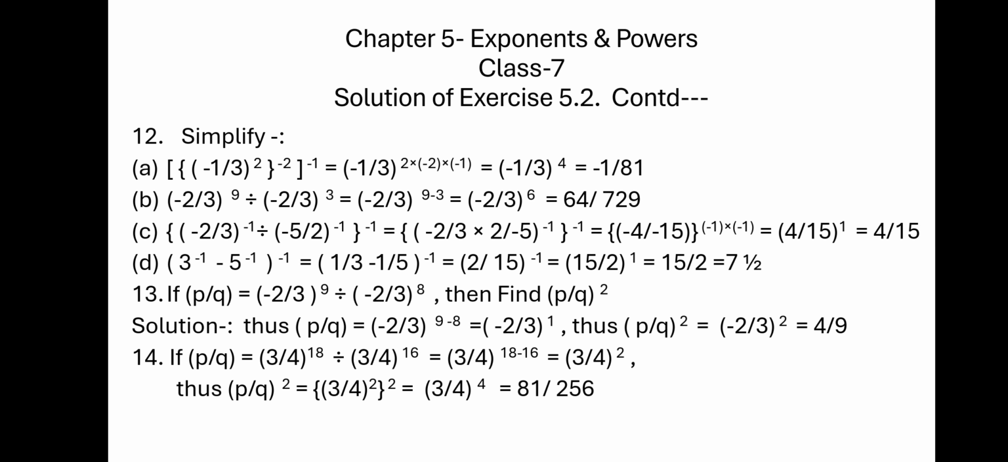12th question. Simplify. A. Negative 1 upon 3 raised to the power of 2 whole raised to the power of negative 2 and whole raised to the power of negative 1. So here the application is of the law of exponent a raised to the power of m whole raised to n whole raised to, suppose p we take. Then here there are 3 exponents. So negative 1 upon 3 whole raised to 2 multiplied by. So we have to multiply it. 2 multiplied by negative 2 into negative 1.